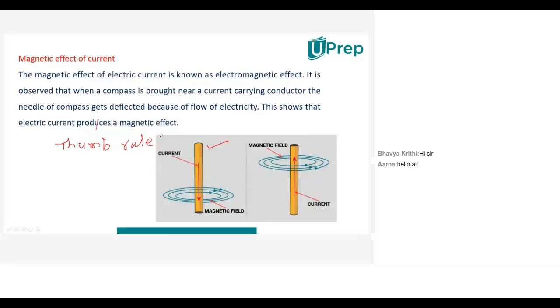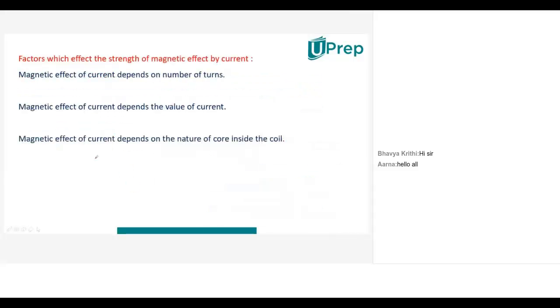So generally, in which direction do you have to place the thumb? The direction of the current which is flowing in the conductor. That means in the first case, for this you have to keep the thumb down as electric current is passing through it, and you close your fingers. Then in whichever direction you are closing the fingers, in that direction the magnetic field will be.